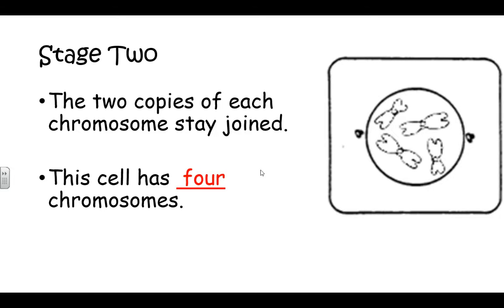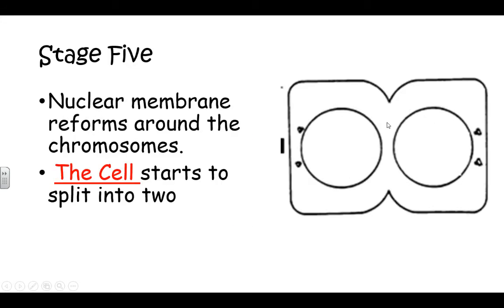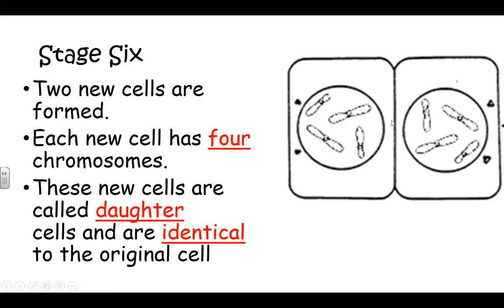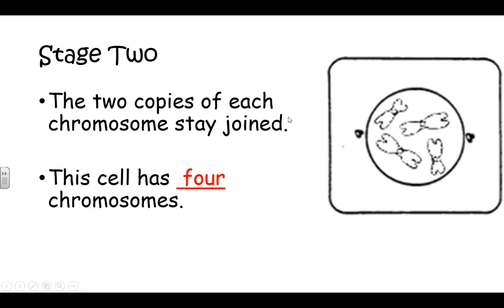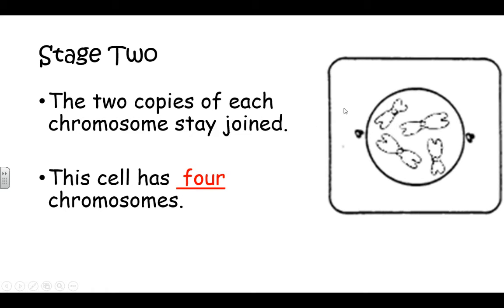The two copies of the chromosome stay joined together. So we'll see in this final slide here, there are single lines. This chromosome is one single line. But in the first stage, it makes a copy of itself and it becomes this quite characteristic X shape. So that's two identical copies of that chromosome.